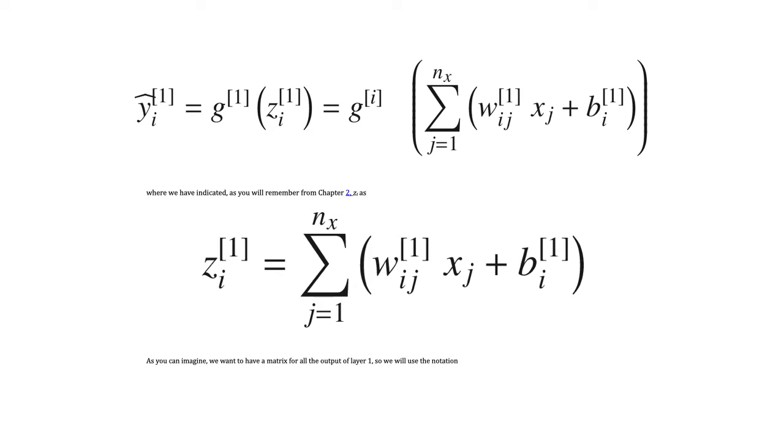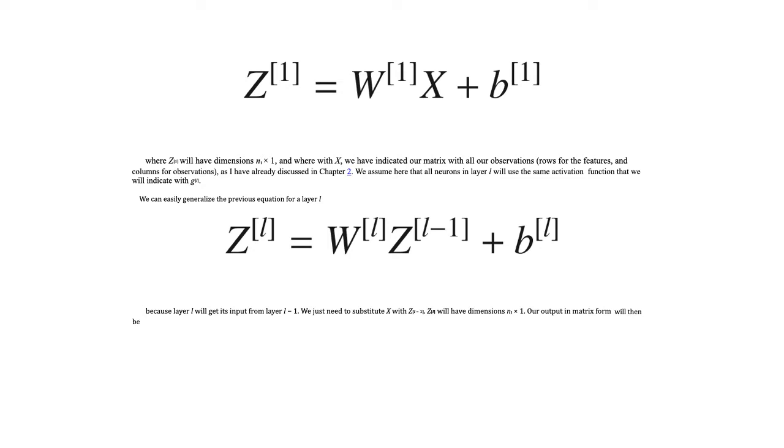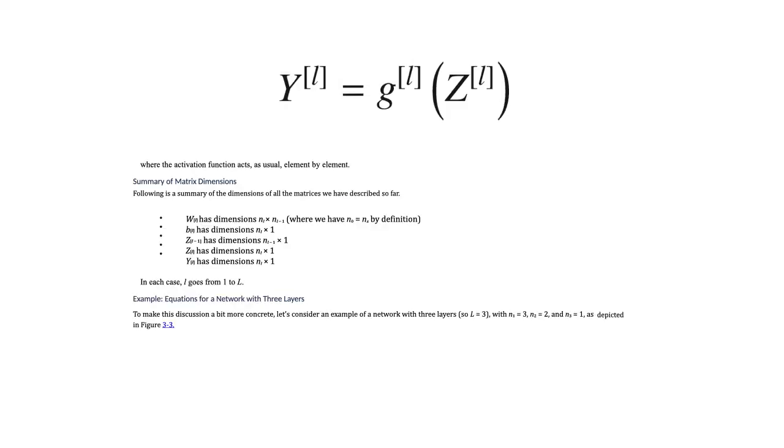As you can imagine, we want to have a matrix for all the outputs of layer 1, so we will use the following notation, where Z1 will have dimensions N1 by m, and where with X we have indicated our matrix with all our observations, rows for the features and columns for observations, as I have already discussed in Chapter 2. We assume here that all neurons in layer L will use the same activation function that we will indicate with g[L]. We can easily generalize the previous equation for a layer L, because layer L will get its input from layer L-1. We just need to substitute X with Z[L-1]. Z[L] will have dimensions N(L) by m. Our output in matrix form will then be as follows, where the activation function acts, as usual, element by element.